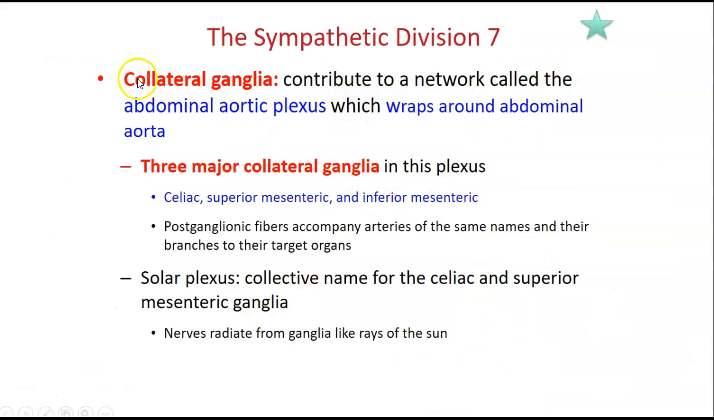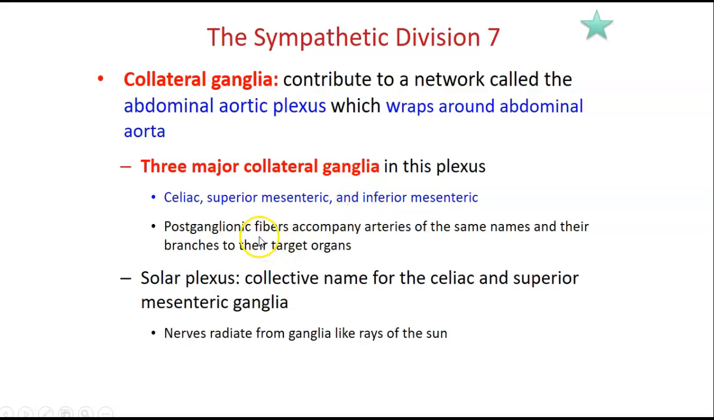What are the collateral ganglia in the third route we mentioned above? Those ganglia contribute to a network called the abdominal aortic plexus, which wraps around the abdominal aorta. There are three major collateral ganglia in this plexus: celiac, superior mesenteric, and inferior mesenteric.